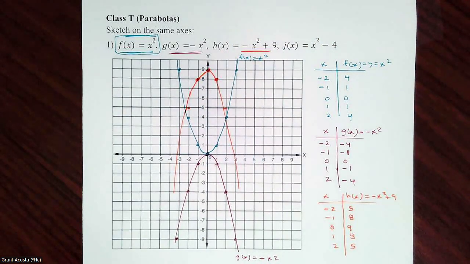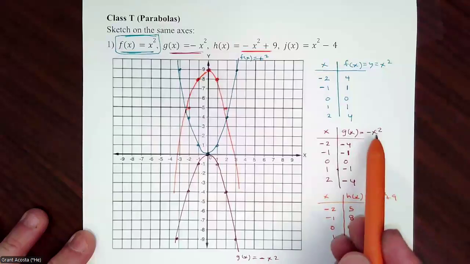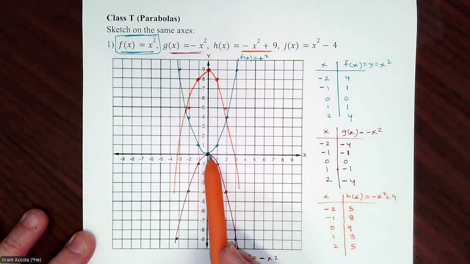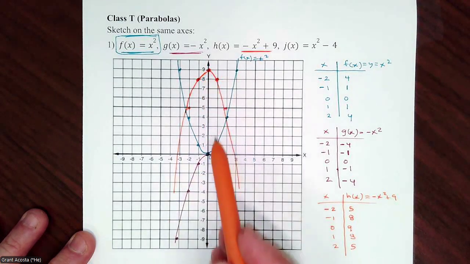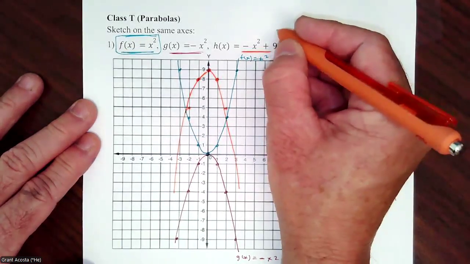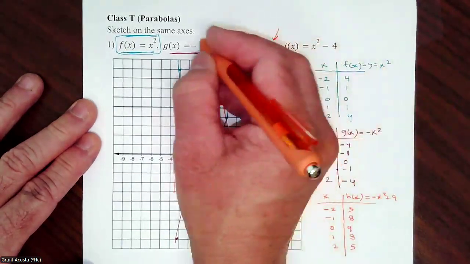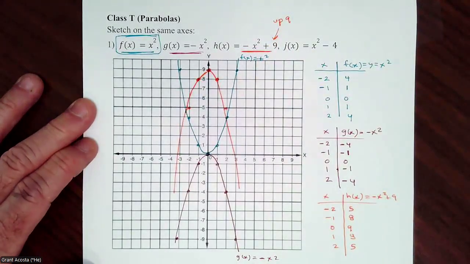And so what has happened to this parabola, if you think about it, is that it looks just like this parabola, negative x squared. The only difference is the high point has moved up 9 units. And so literally what we can think of is this plus 9 is going to be the same as this graph. It's just shifting that graph up 9 units.